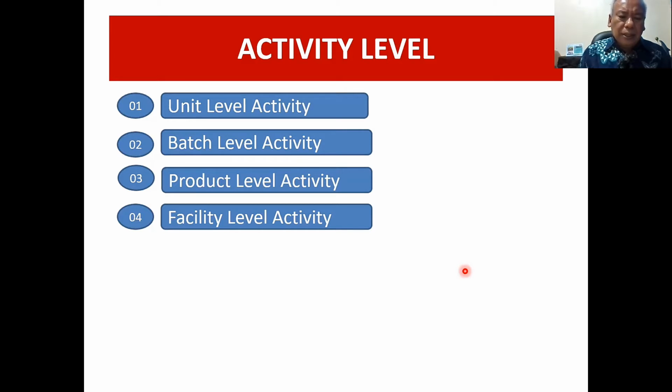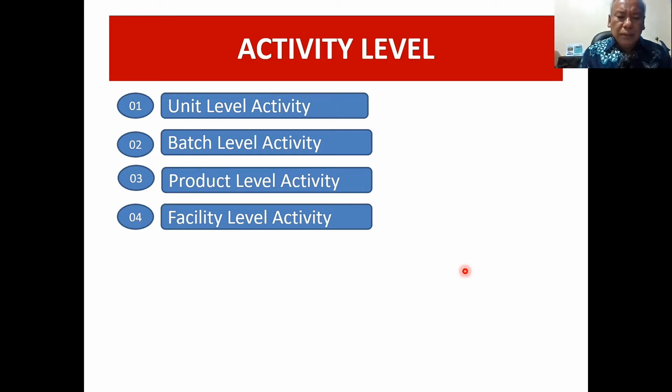And then the second level is batch level activity. What does batch level activity mean? The activity is performed for each batch of units produced. A batch actually refers to a group of units produced.